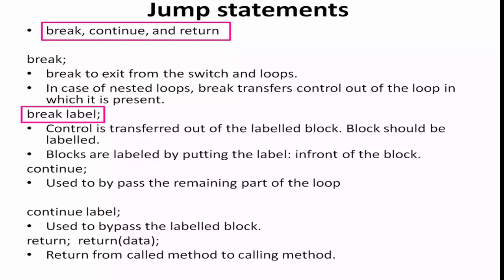Next, continue. It is used to bypass the remaining part of the loop. Next one is continue label. It is used to bypass the labeled block. Next, return. It is used to return the data from the called method.